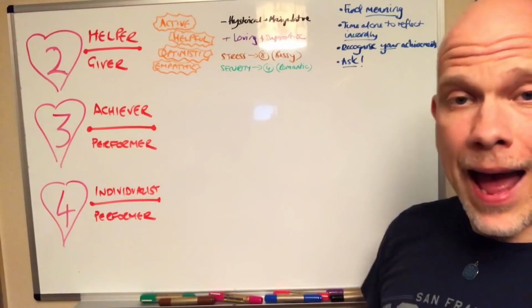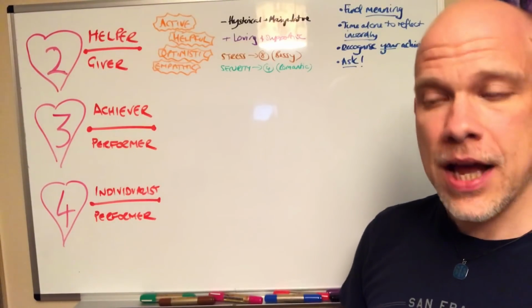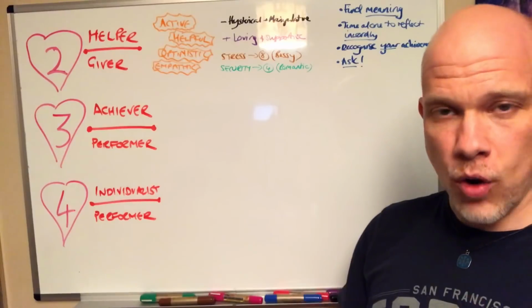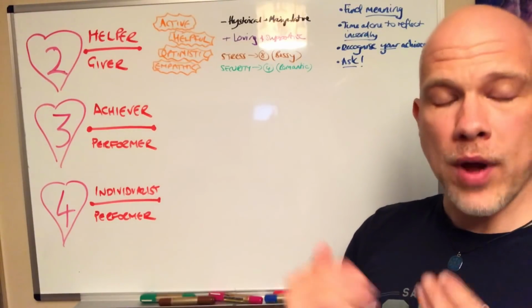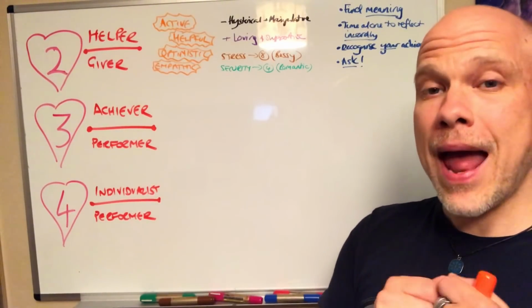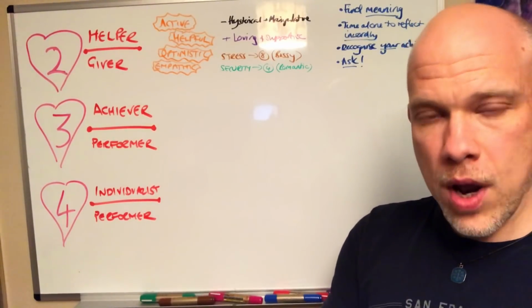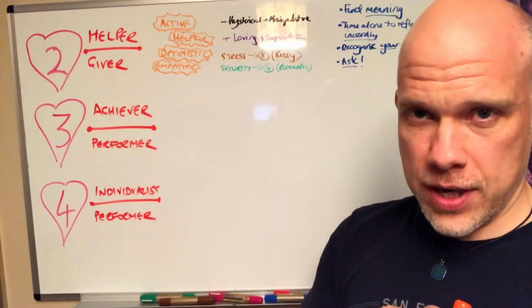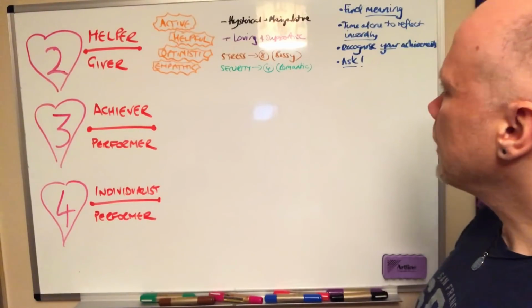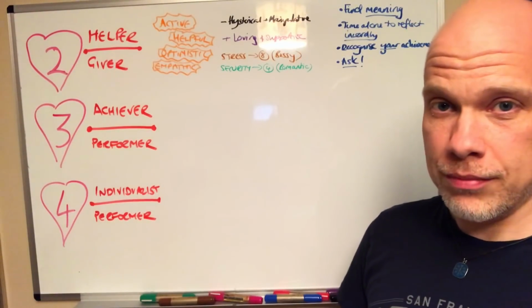And finally, ask. If you need help, ask. A number 2 is fixated on helping other people, but we all need help ourselves. So in order to be a healthy 2 and be able to do the best you can for other people, you've got to be able to know when you need help and to ask for it as well. So that is number 2.